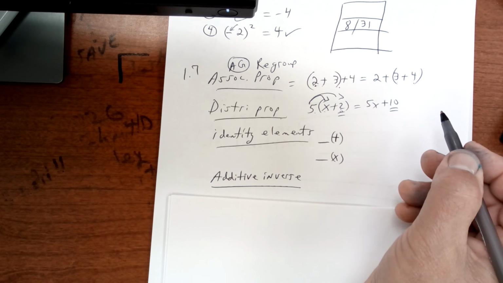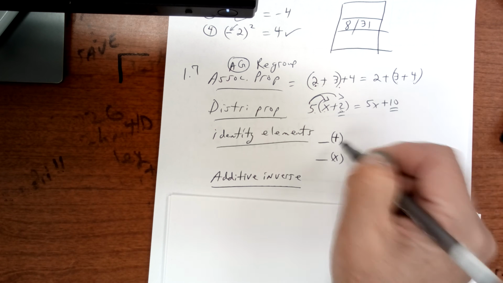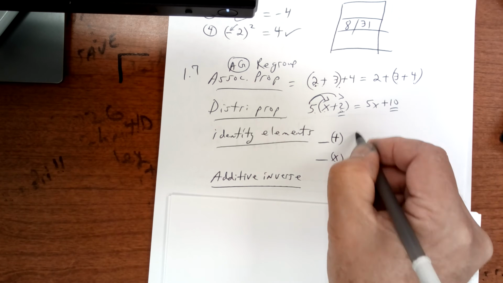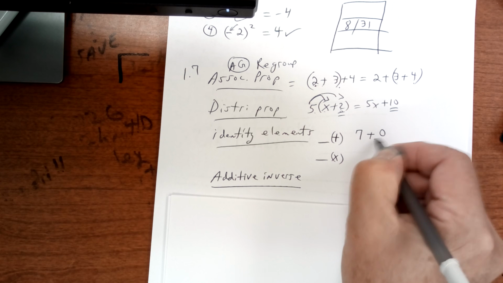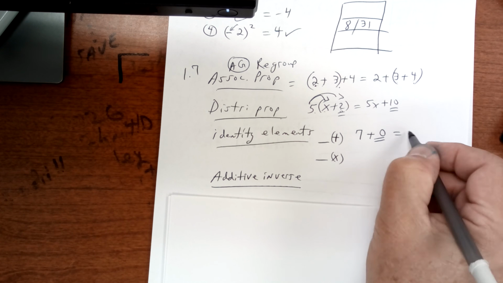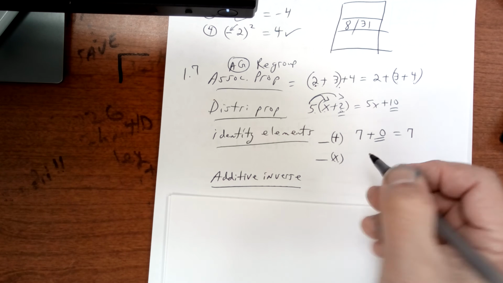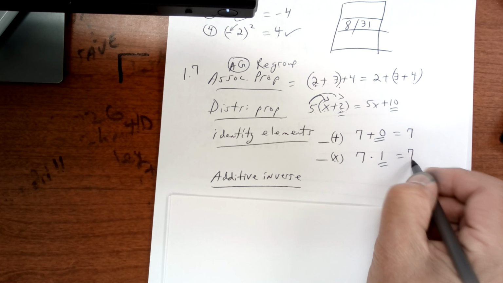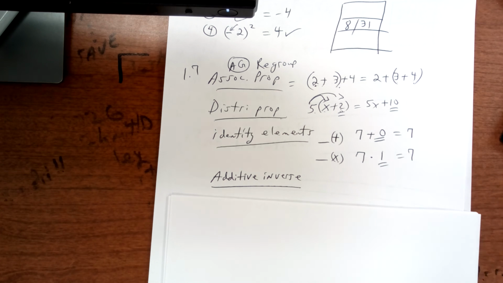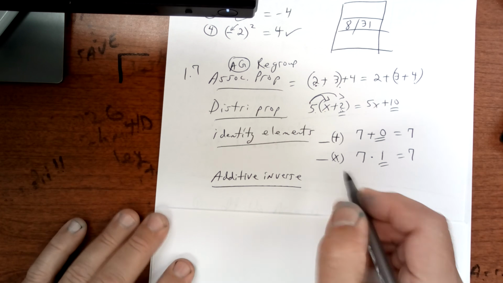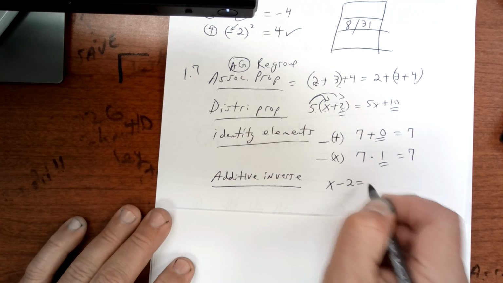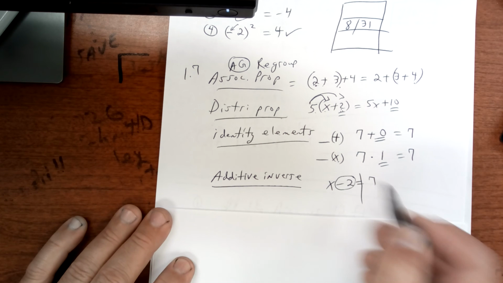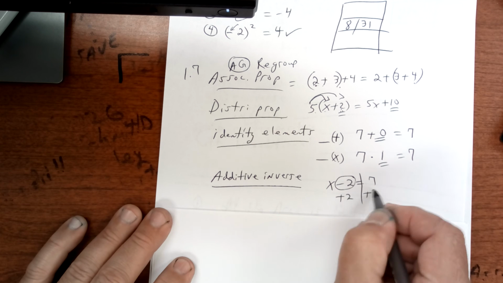The identity element of addition is 0. So if I have 7 plus 0, that's your identity, you still end up with 7. When you multiply 7 times 1, will give you your identity. Identity means the same number you started with. Okay? The additive inverse is like if you have x minus 2 is equal to 7, and the opposite of that is a plus 2. That's called the additive inverse.